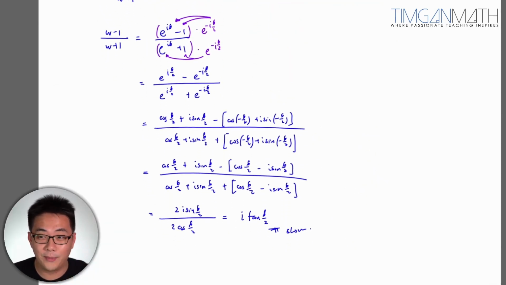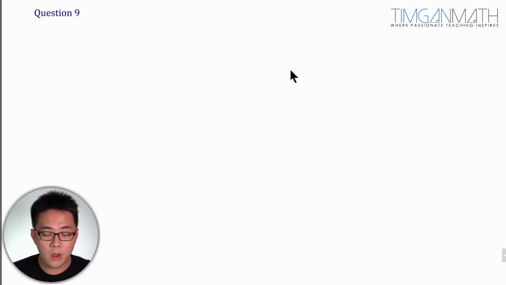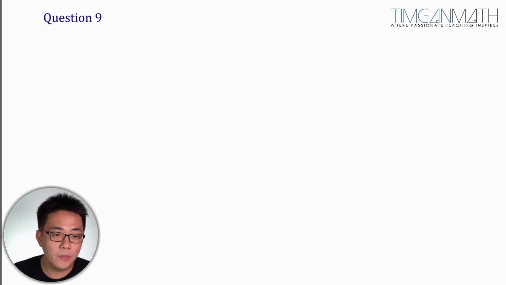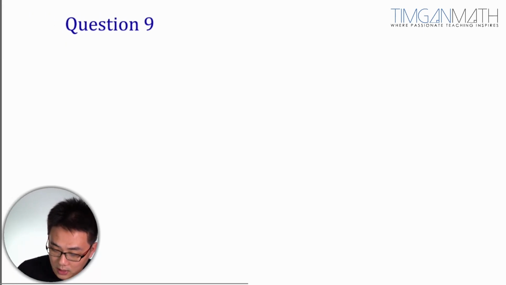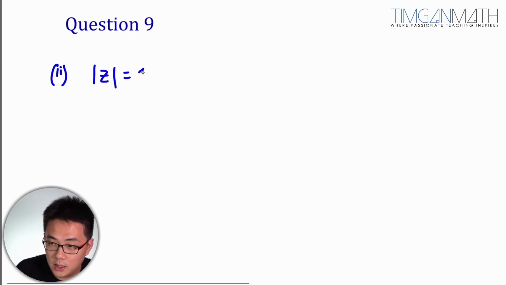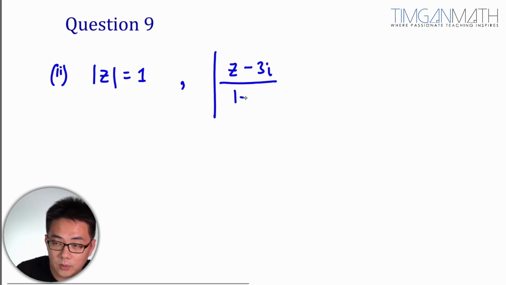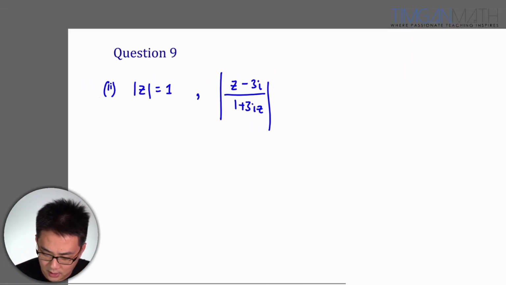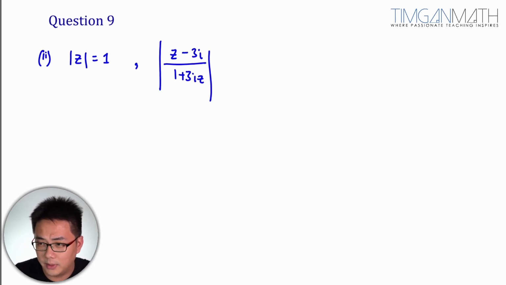k is equal to 1. Let's look at question 9 part 2. For 9 part 2, you are given that mod z equals 1, and you're told to find the modulus of this complex number here, which is (z minus 3i) over (1 plus 3iz). Now what I will suggest is, this is a 5-mark question, I believe. Yeah, so how do we do it?